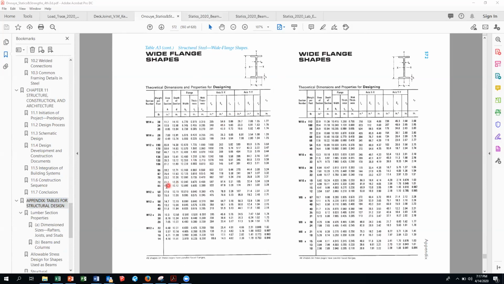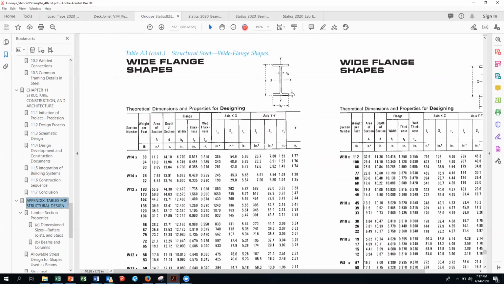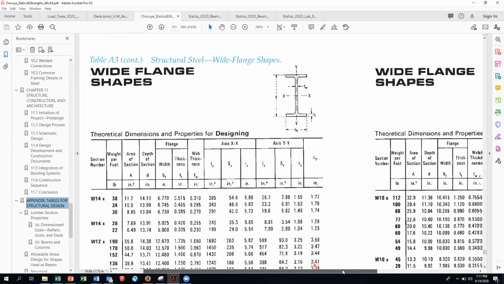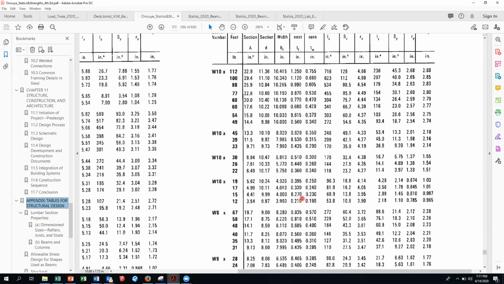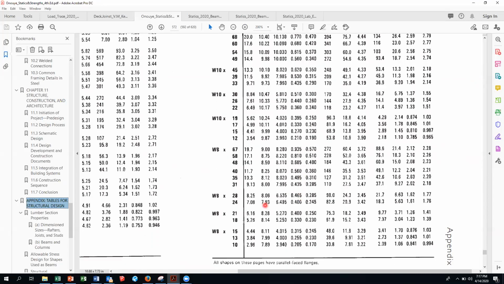I got to go back with a photon torpedo here. Here we go. So there, where's my, I got a W8. How would I get this little bugger out of there? Oh, that's how you do it. Isn't that amazing? A W8 by 18. There it is.